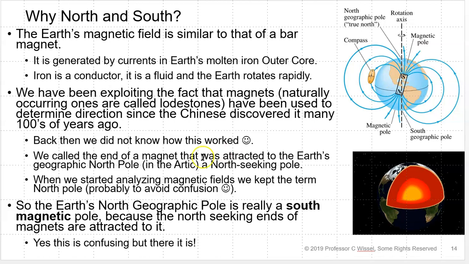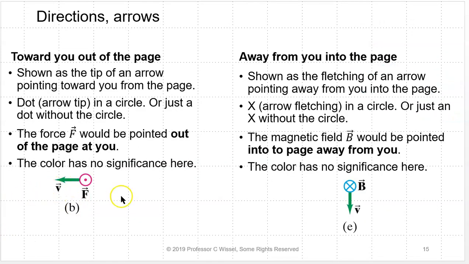Yes, it's confusing, but there it is, and nobody's going to change it now. Now, we have to have some way of showing in two-dimensional space something three-dimensional that's coming at us or going away from us. So we're going to show this type of thing for directions on arrows. It's going to be sort of a standard thing for that.